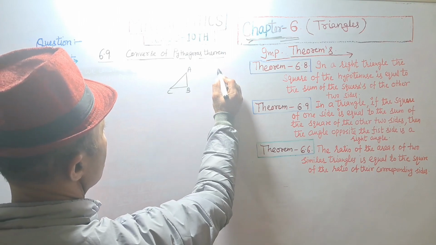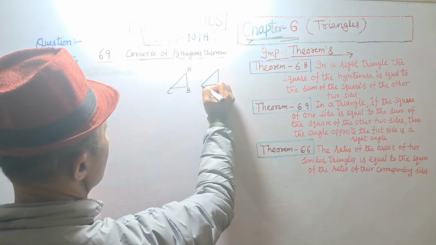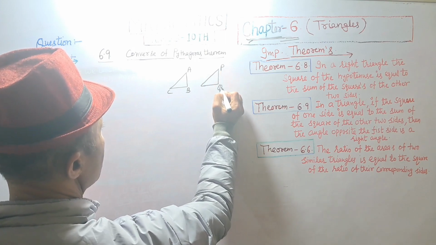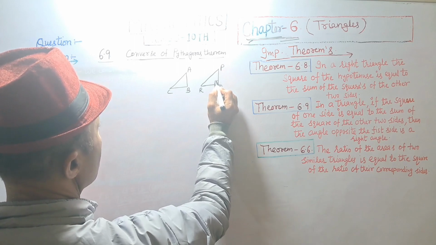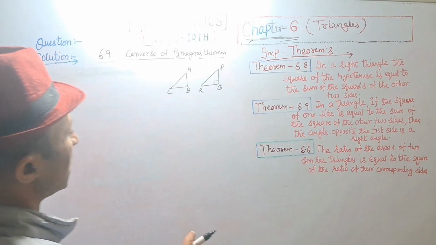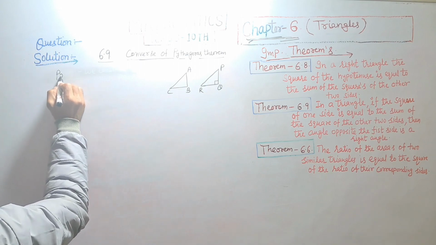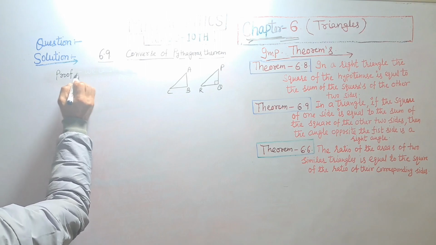Triangle ABC, triangle PQR. Angle Q is a right angle, 90 degrees. Proof.